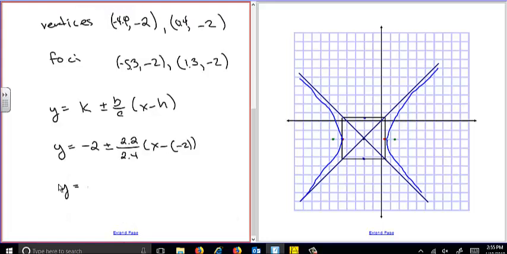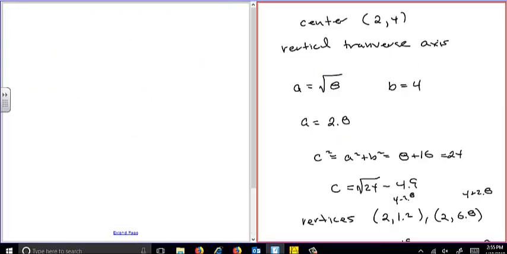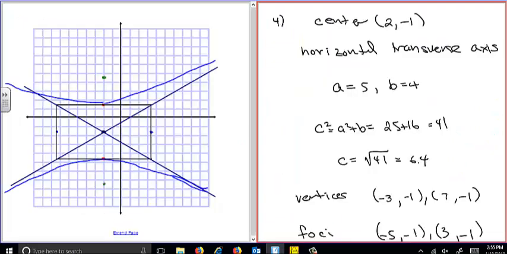So you get y is equal to negative 2. Let's just carry that out. 2.2 divided by 2.4, so that's plus or minus 0.92 times x plus 2. So those are the equations for the asymptotes. Okay, so now we're going to move on to the next section.